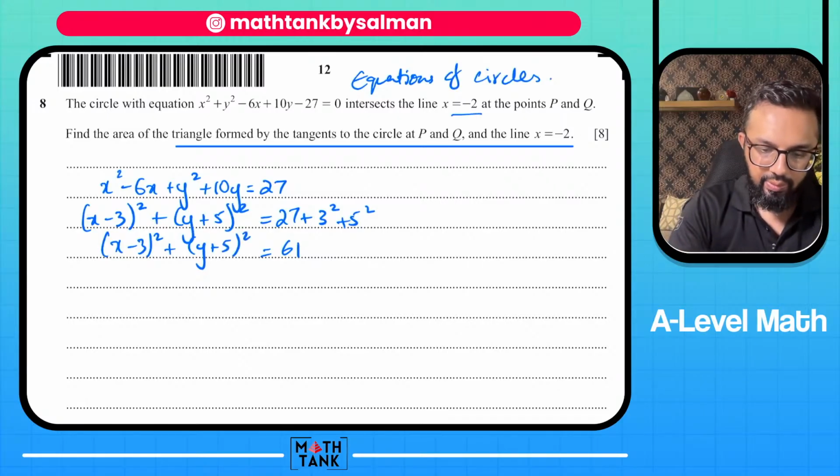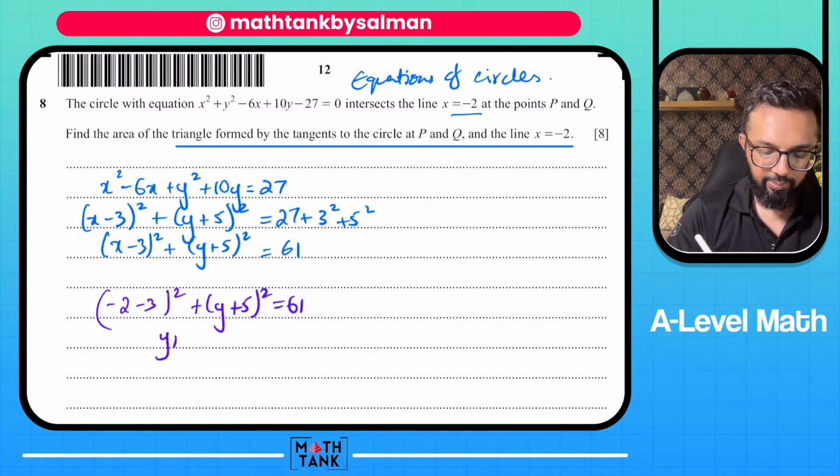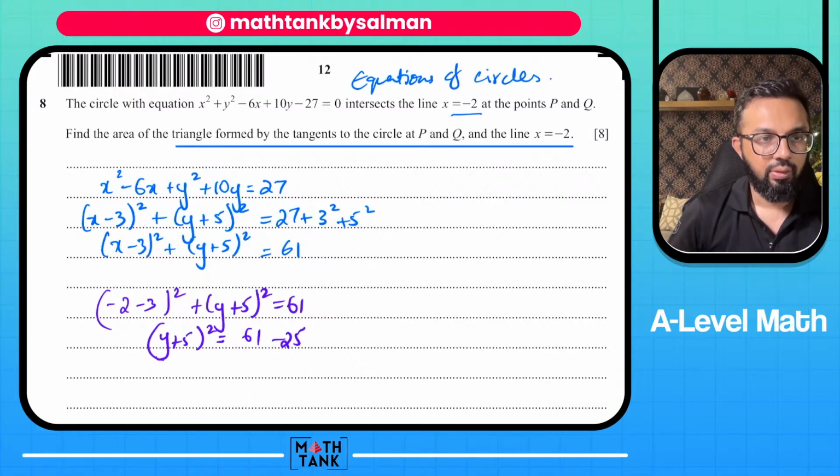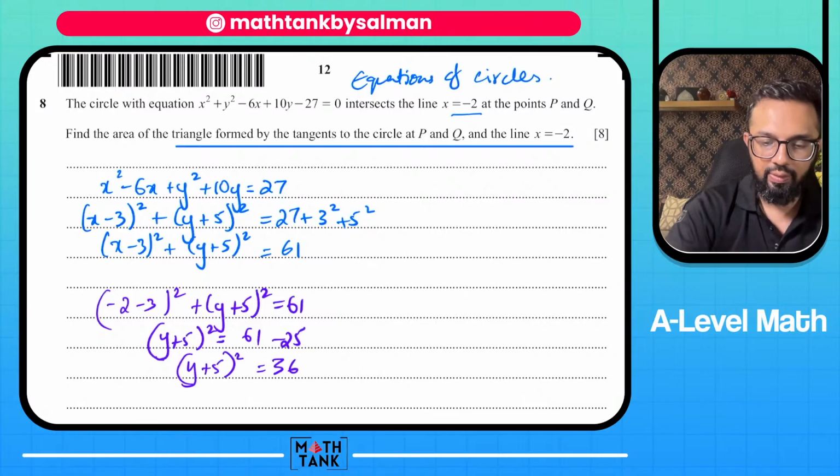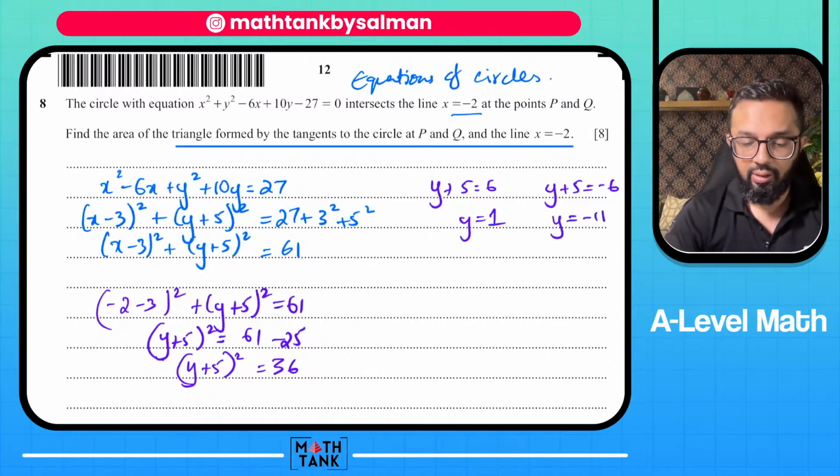It intersects the line x equals -2 at the points P and Q, so I should also find the points of intersection. So y plus 5 whole square equals 61 minus 25, thirty-six. So y plus 5 squared equals 36. y plus 5 equals 6, y plus 5 equals -6. y equals 1, y equals -11.